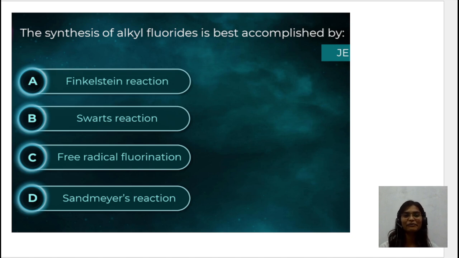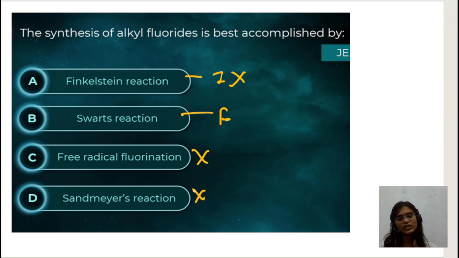B, B, B. Okay then. So yes, very good everyone. Observe that the Finkelstein reaction, we just discussed, is for iodine, right? So iodine is wrong. So what about fluorine? Free radical? No, it's not like the Sandmeyer reaction. Don't worry, we will discuss that reaction as well. Okay then, let's continue further.